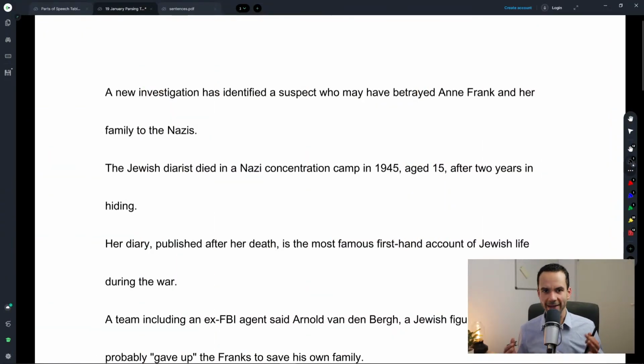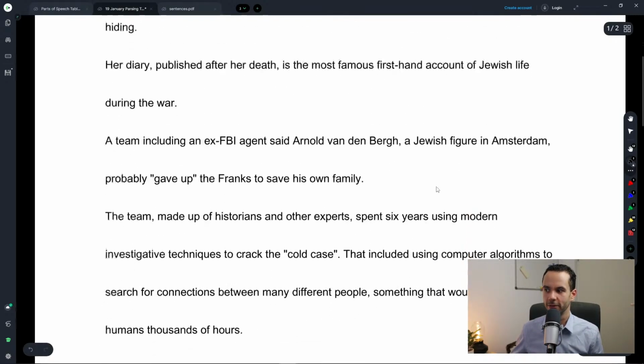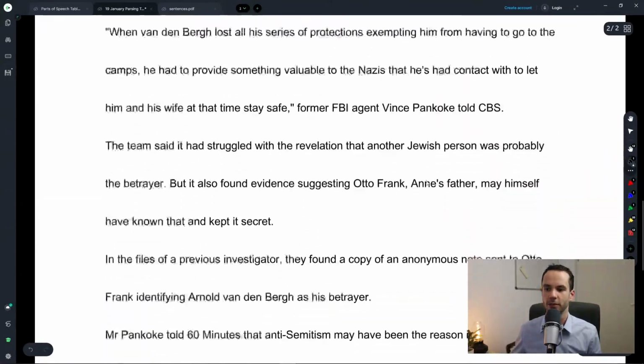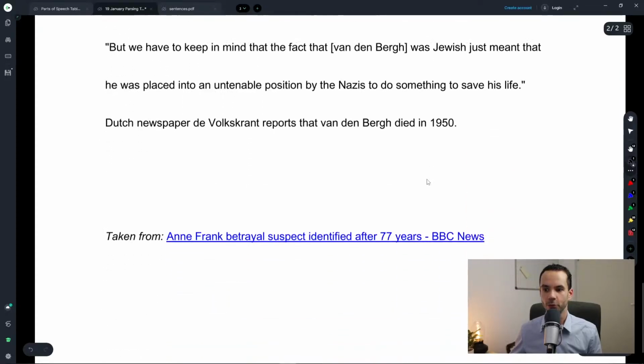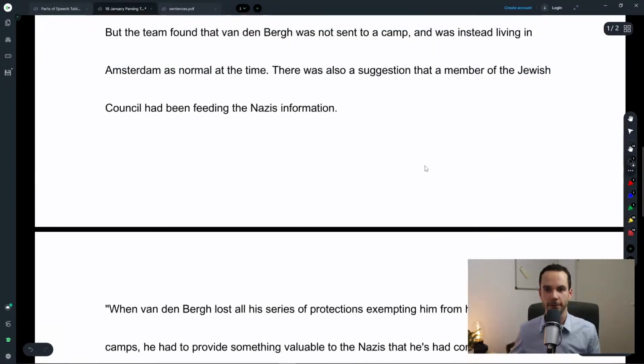So here's our text. And our text is not very long this time. As I said, I've chosen a shorter text because we also want to do the sentence analysis, which means that we don't want to have a very long text.